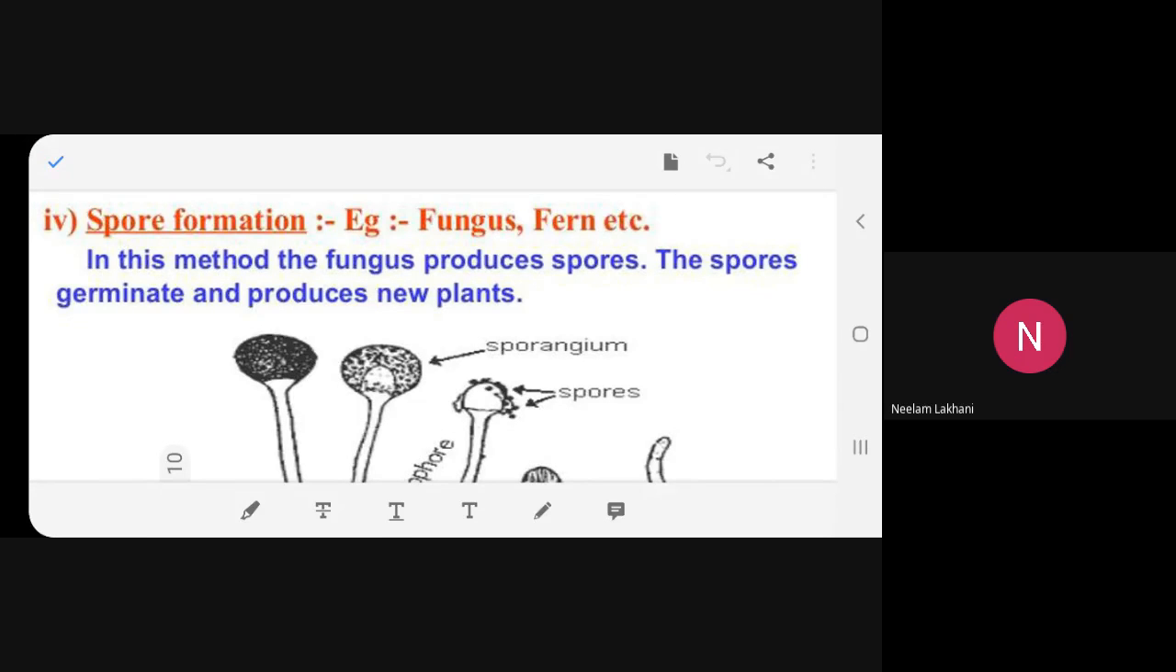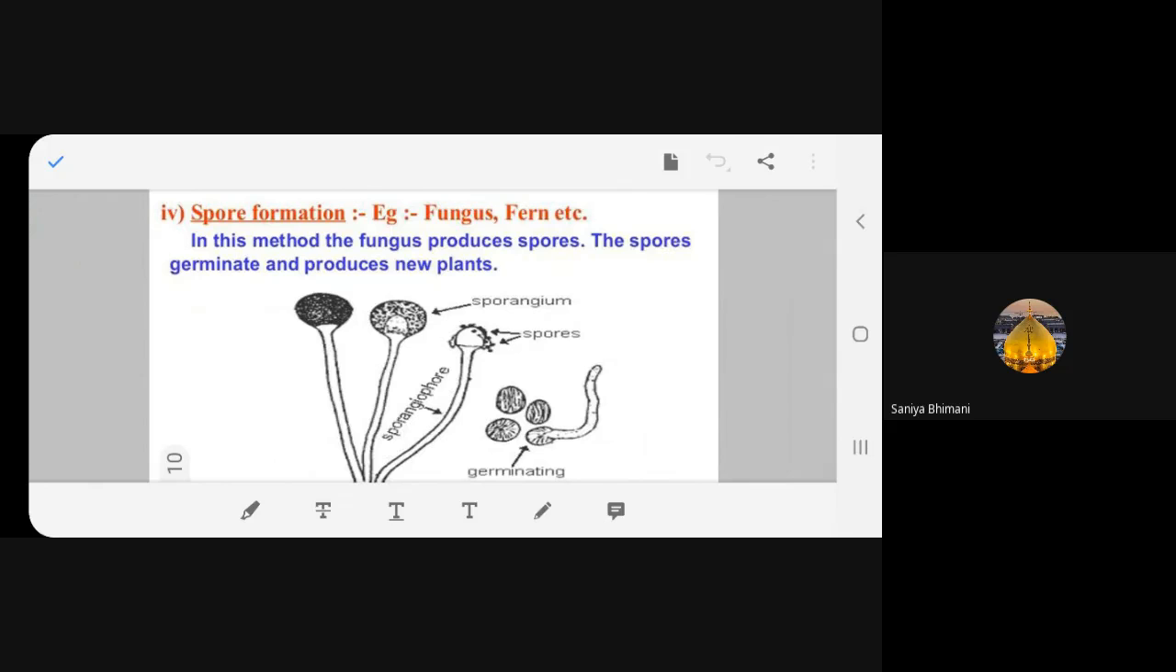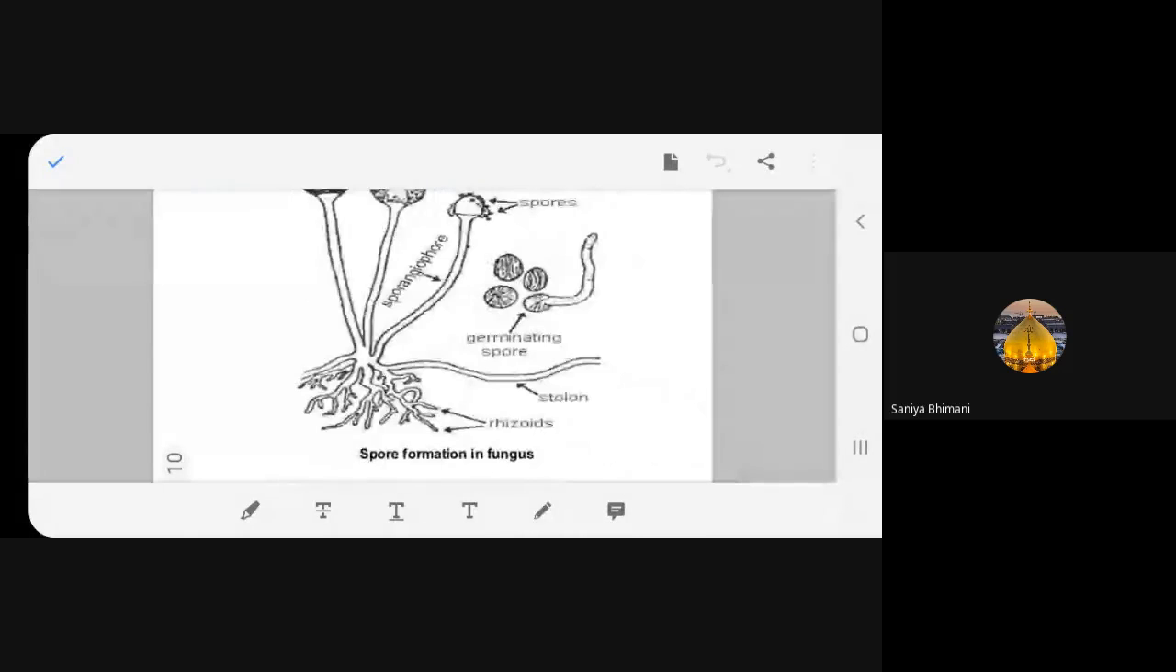Okay. Now, have you ever seen fungus on bread? Yes, ma'am. The same thing happens here. This is what you can see. So what is happening over here? See, I'm just magnifying it.